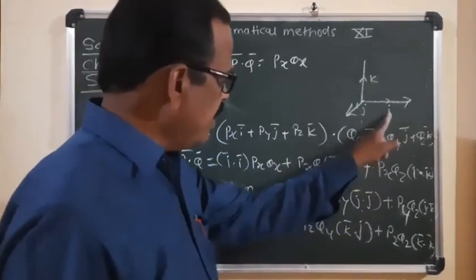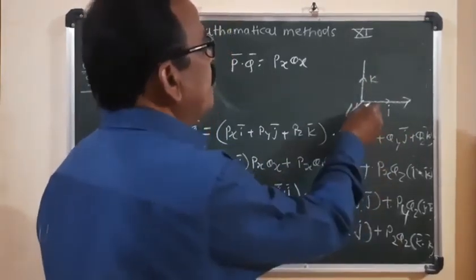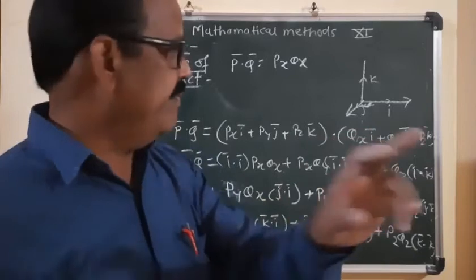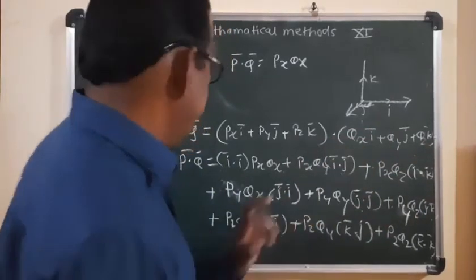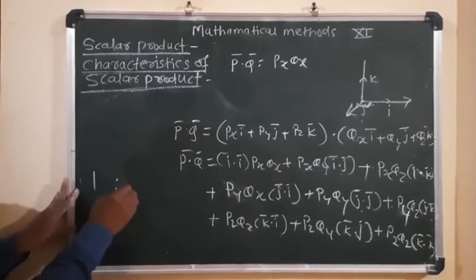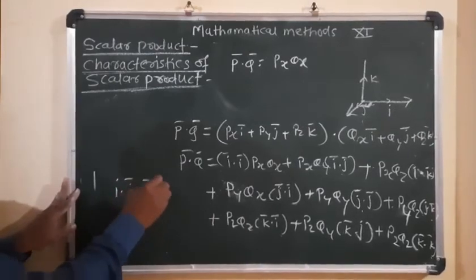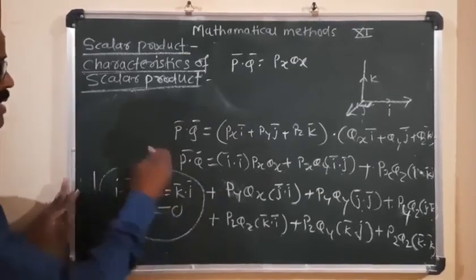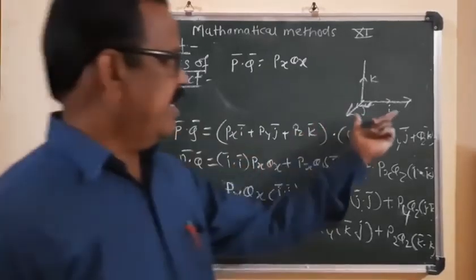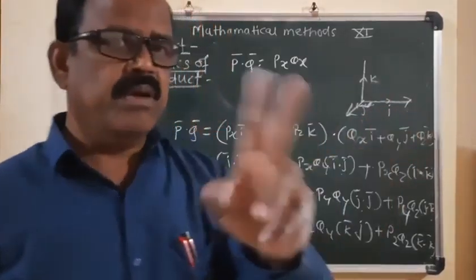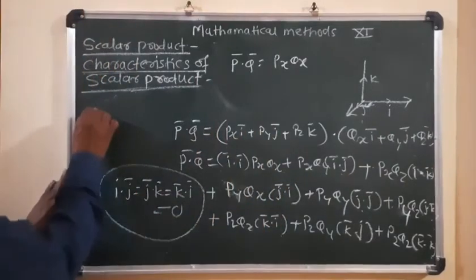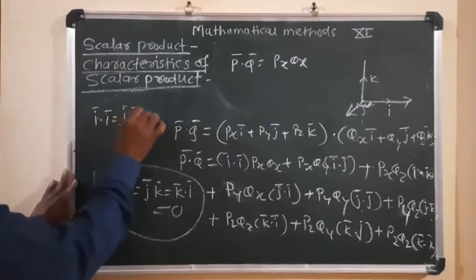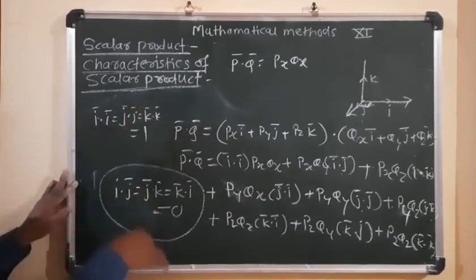I bar dot J bar: these two vectors are perpendicular to each other. Therefore, angle between them is equal to 90 degrees. Therefore, the value of I bar dot J bar is equal to J bar dot K bar is equal to K bar dot I bar is equal to 0. This is the rule by using the rectangular coordinate system and scalar product of two vectors. But I bar dot I bar is equal to J bar dot J bar is equal to K bar dot K bar is equal to 1.